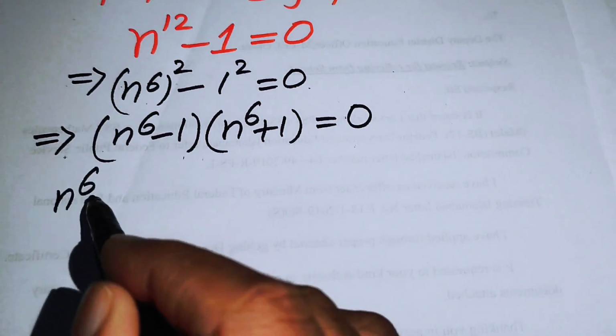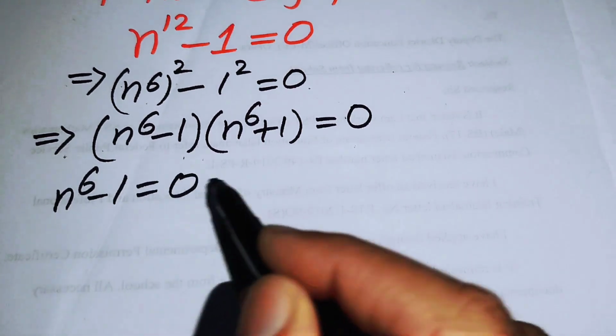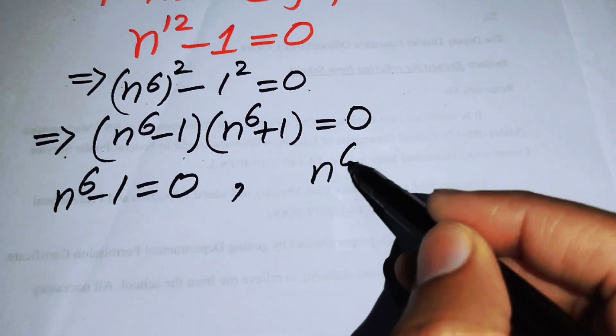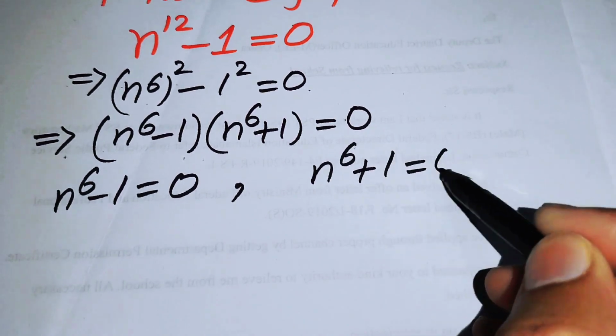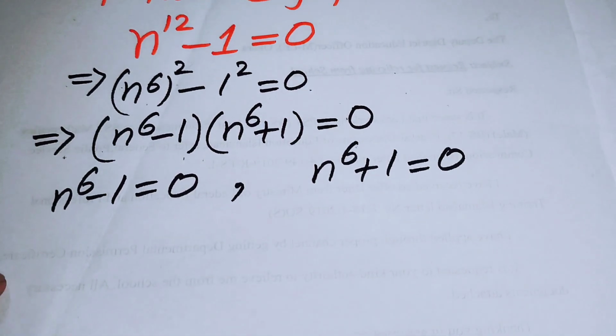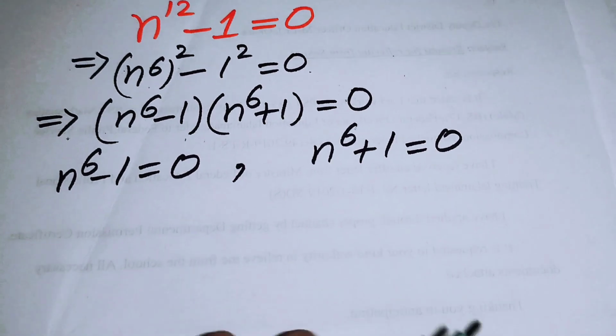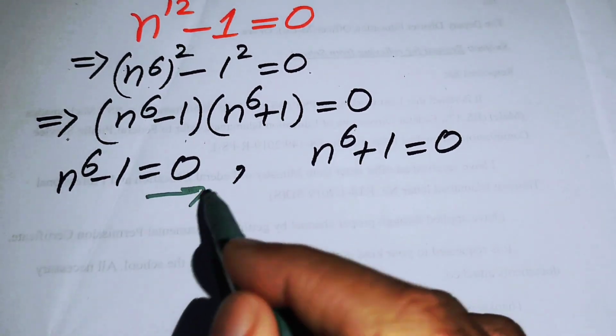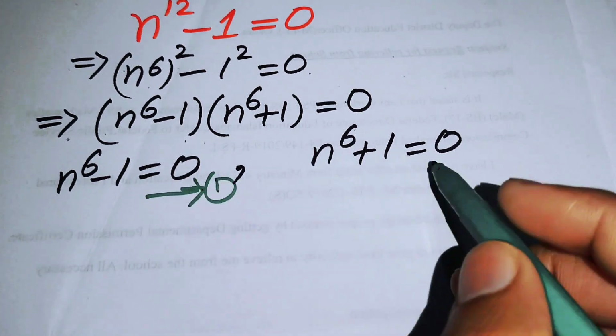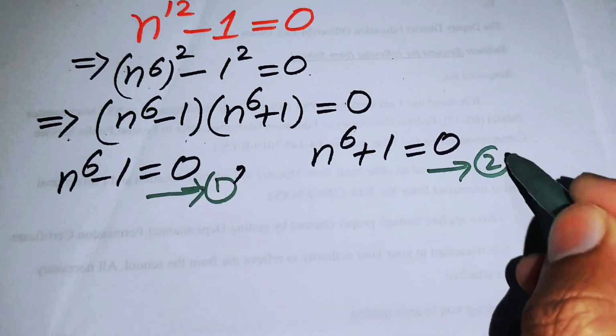The first case is we write n to the power of 6 minus 1 equals 0, and the second case is we write n to the power of 6 plus 1 equals 0. So in the next step we will solve these two cases. I can name this as equation number 1 and this as equation number 2.